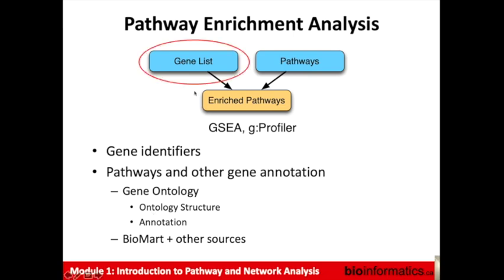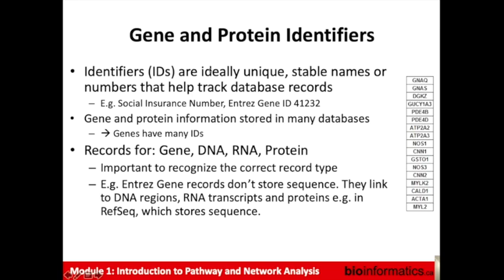So first I'll talk about the gene list. So a gene list is a list of genes, and the important concept to understand is that a list of genes is not just a list of names, but it's a list of unique identifiers that allow us to understand unambiguously what genes we're talking about. Identifiers, or IDs, are ideally unique, stable names or numbers that help track database records. For instance, a social insurance number or an Entrez gene ID.